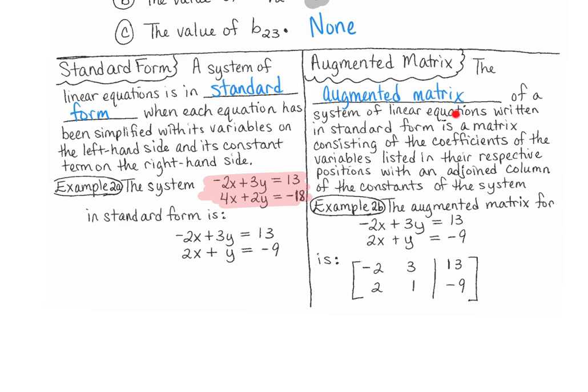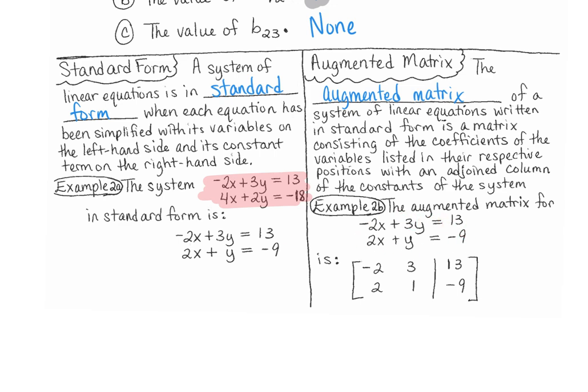So that means whenever you have a system, you're starting out with the system that is in standard form in order to be able to write its augmented matrix. Okay? The augmented matrix of a system of linear equations written in standard form is a matrix consisting of the coefficients of the variables listed in their respective positions with an adjoined column of the constants of the system. Sounds more difficult than it actually is. Let's do an example.